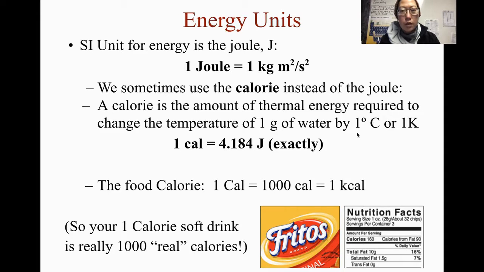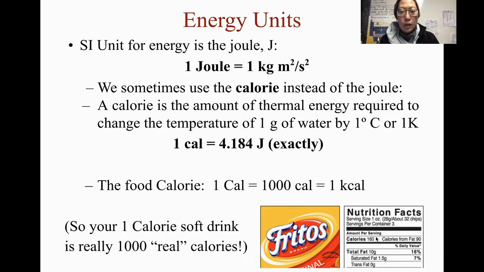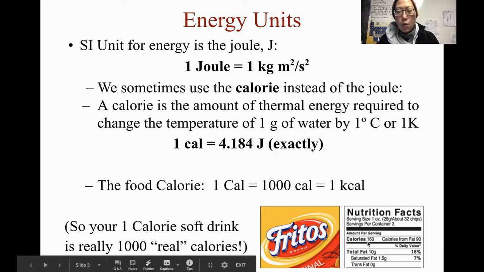They're exactly the same. So 1 calorie is equal to 4.184 joules, exactly. And it turns out that our food calorie is not a real calorie. It is actually a kcal. 1 food calorie is actually 1,000 calories. So when you eat a bag of Fritos here, you are actually taking in 160,000 real calories, because 160 here is actually indicating kcalories.